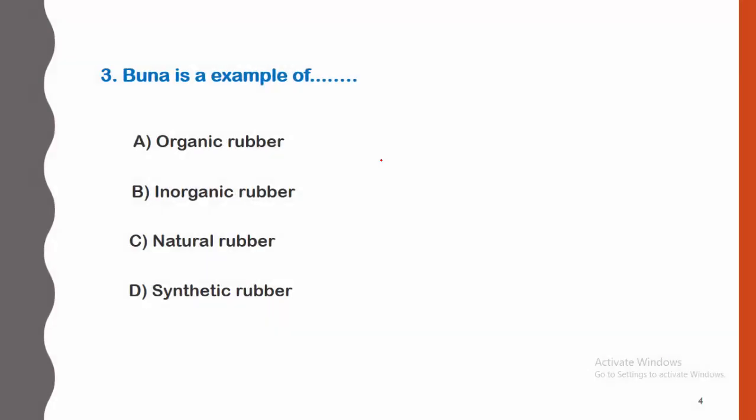Next, Buna is an example of which rubber? The options are organic rubber, inorganic rubber, natural rubber, and the synthetic rubber. The right answer of this question is option D, synthetic rubber. Buna is an example of a synthetic rubber.